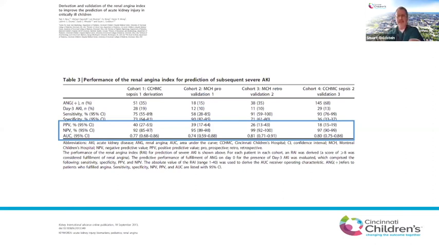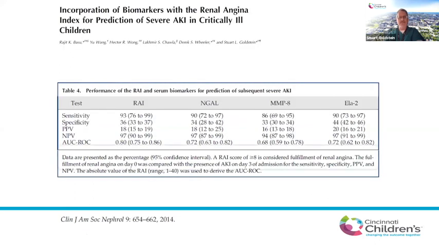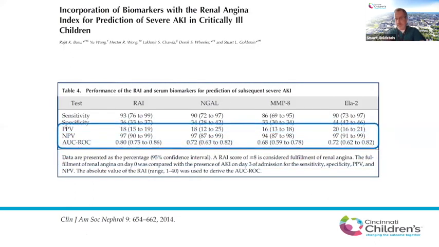So now we only had about 10% of patients who were at risk with an RAI, renal angina index greater than or equal to 8. And so now that's who you can focus your attention on. And in fact, when we looked at the 4th group of patients, a sepsis group, you can see that the RAI had a much better AUC than NGAL or other biomarkers.